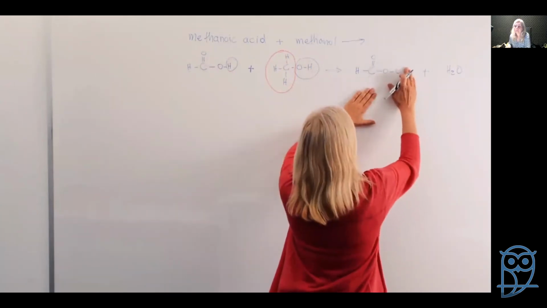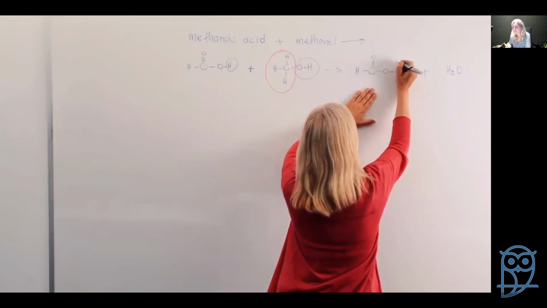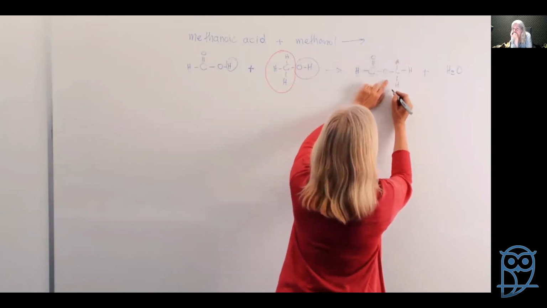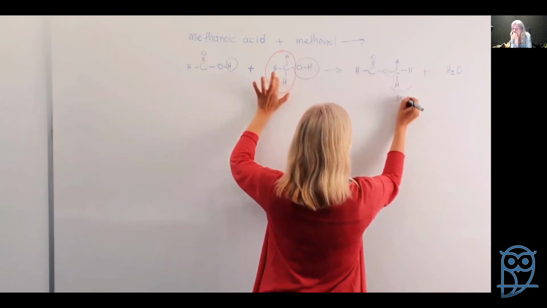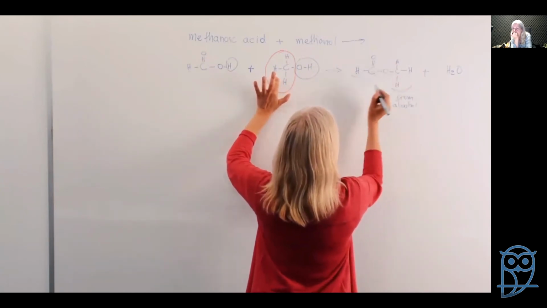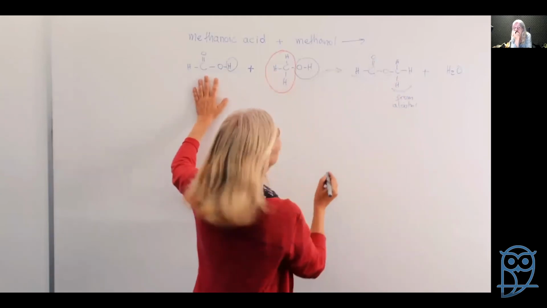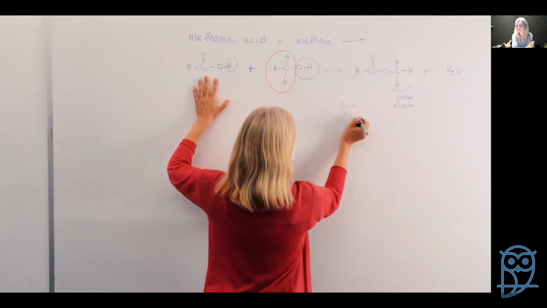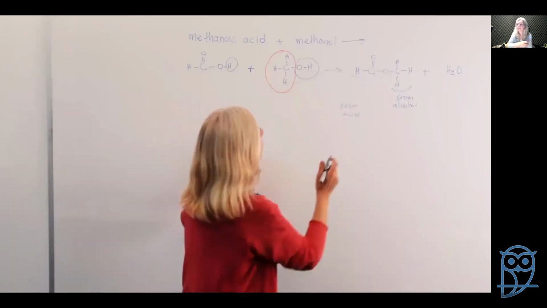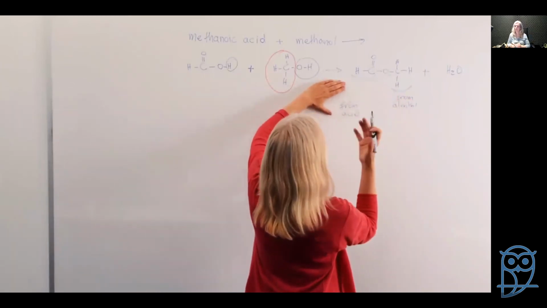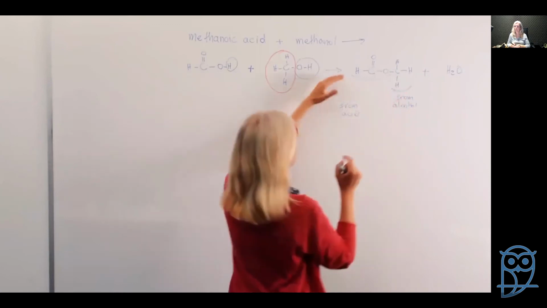In fact, we can also write it in this form, why not? So this part here is the part that comes from the alcohol, and this part here is the one that remains from the acid. And how do we name this product, which we said already is an ester? What type of ester exactly is that?